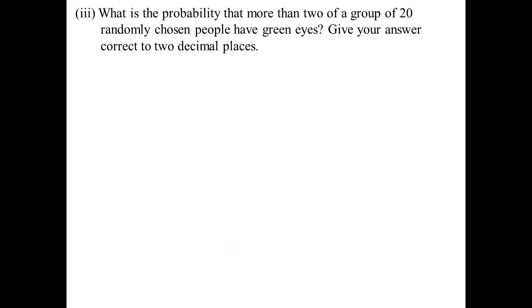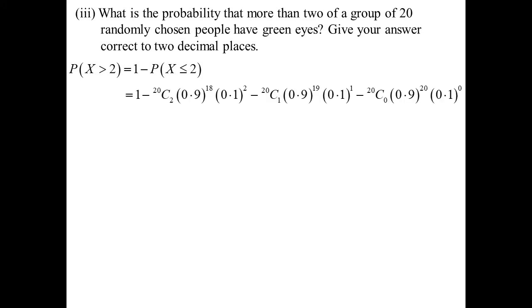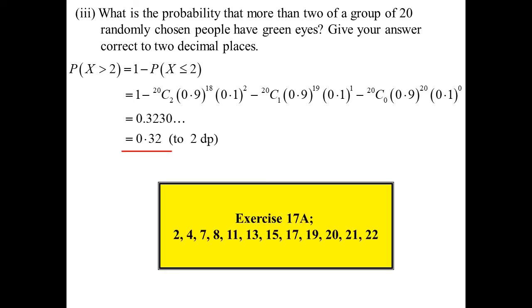What's the probability that more than 2 of a group of 20 randomly chosen people have got green eyes? Once again, it's our complementary idea. More than 2 would be 1 minus the probability of less than or equal to 2. So it's 1 minus probability of 2, probability of 1, probability of 0. Each of those we work out, subtract from 1, and we get 0.32. Okay, let's have a go at 17A.